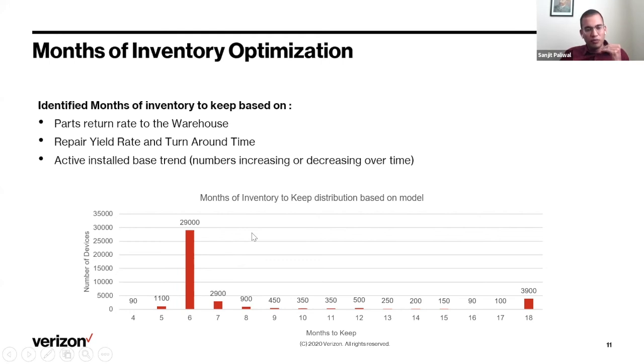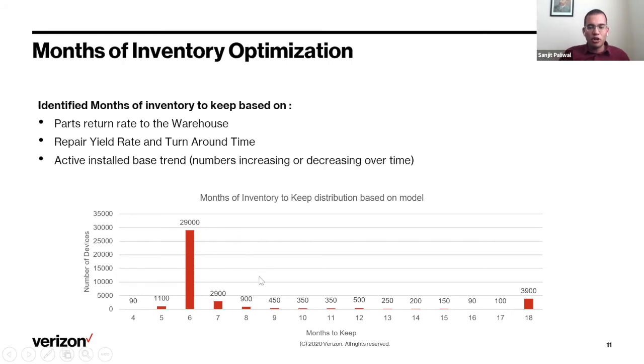And then the fourth parameter that we see is the active installed base trend. What active installed base trend means is that we have devices in the network, and the devices that are actually serving the customers are the active installed base devices. If their number increases with time, that would be an increasing trend. If the number decreases with time, that would be a decreasing trend. So if the number is increasing, we would try to keep more months of inventory in the warehouse. And if it's decreasing, we need to keep fewer months of inventory. So again, these parameters give us those months of inventory.